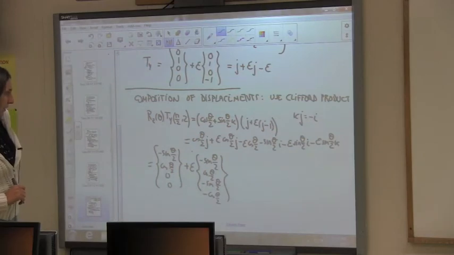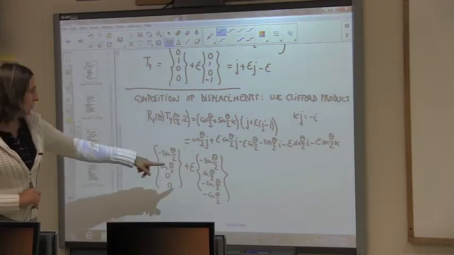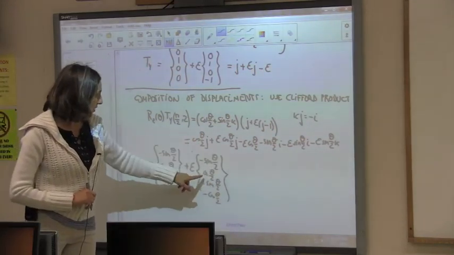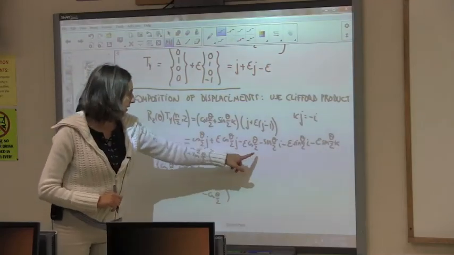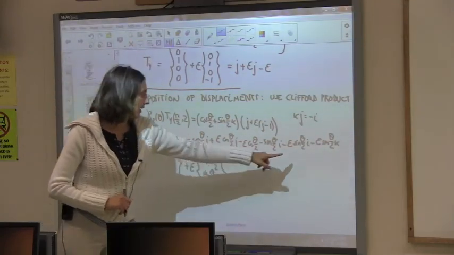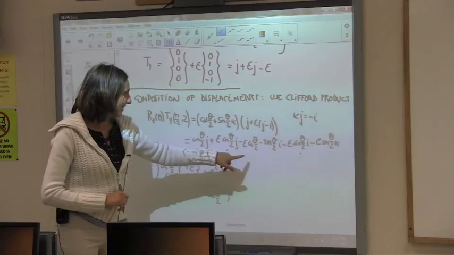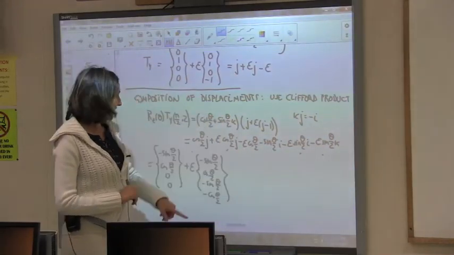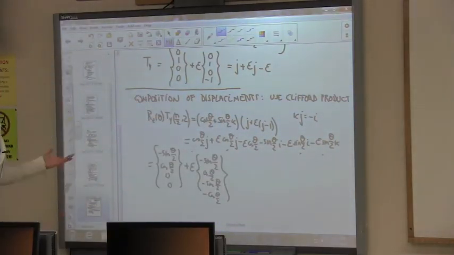Is that okay? A cosine theta over 2 j. So we have an i, a j, a k, and then an independent term. Okay. That's what we get. Yes.